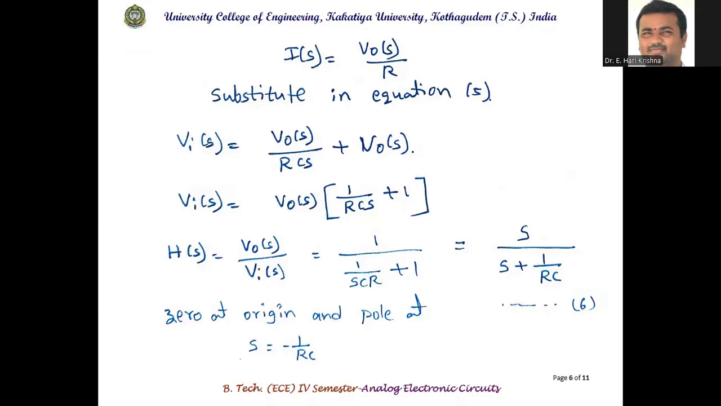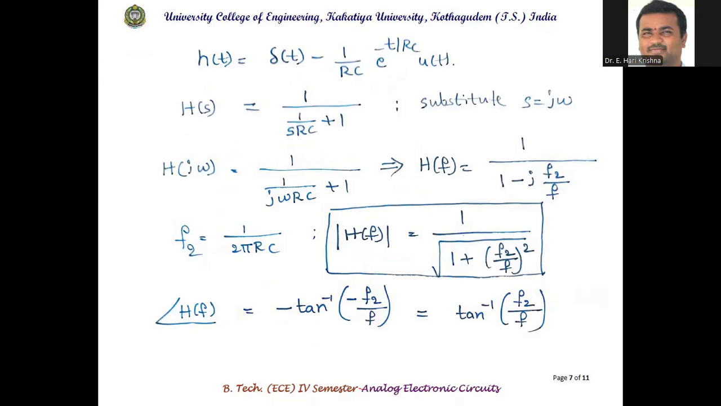of the s plane, the system is said to be stable. So both the low pass filter and high pass filter have poles at s is equal to minus 1 by RC, meaning that these two systems are stable. And from its frequency response you can get h of t. The discussion is not shown here. You can try it. h of t is equal to delta of t minus 1 by RC e power minus t by RC into u of t.